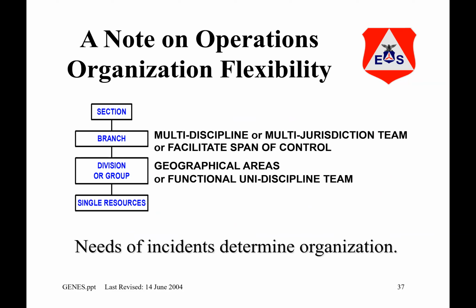So a branch is a multidiscipline or multi-jurisdictional team, and that helps facilitate the span of control. A division or group is geographical areas. When we're running a mission in Civil Air Patrol, if there's an east side function and a west side, then those would be more accurately a division or a group because they're in a geographic area. And it's just easier for span of control to have them grouped together.